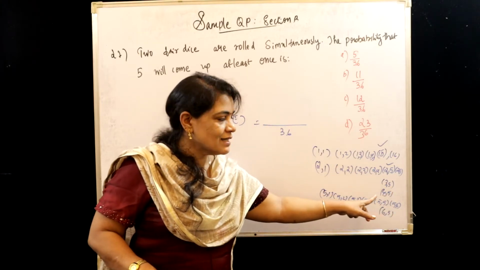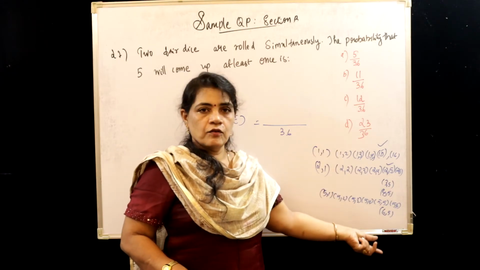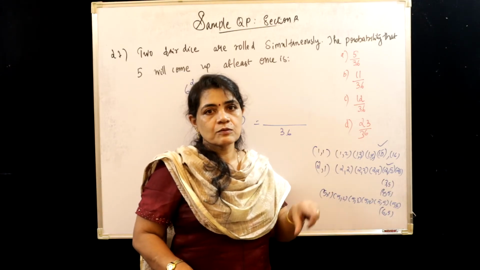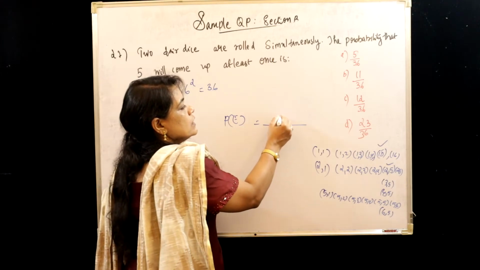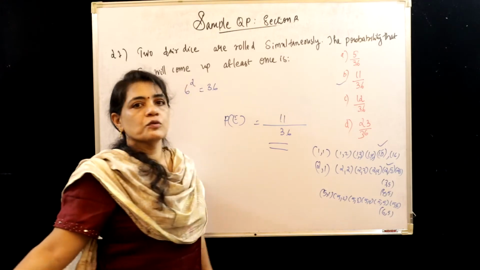That means you have to consider these 6 outcomes from the 5th row, plus 1 from each of the remaining 5 rows. So 6 plus 5 is 11 out of 36. Nothing is common, so 11 by 36. B is the correct option.